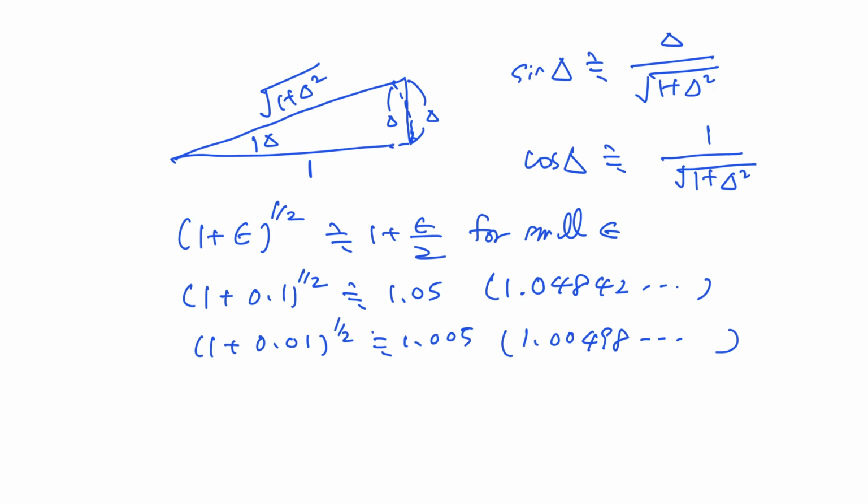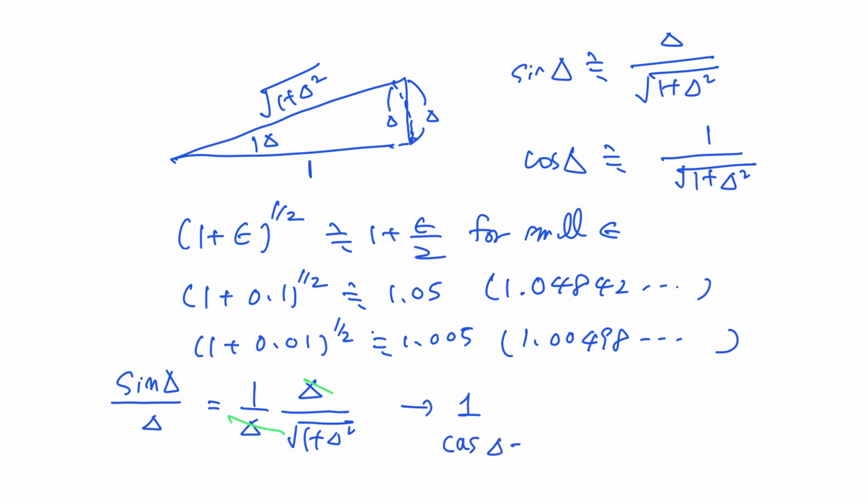So using this knowledge, delta over sine delta is 1 over delta square root of 1 plus delta square over delta, right? And luckily this cancels each other and it becomes 1, right? As delta goes to 0. And actually this formula has a name. L'hôpital의 정리? It's French, l'hôpital.